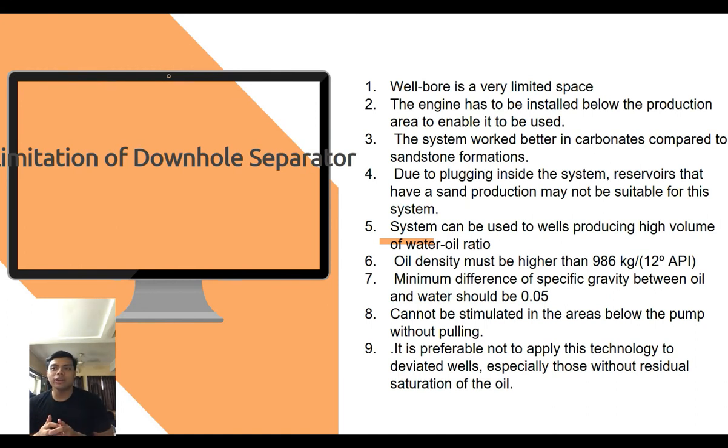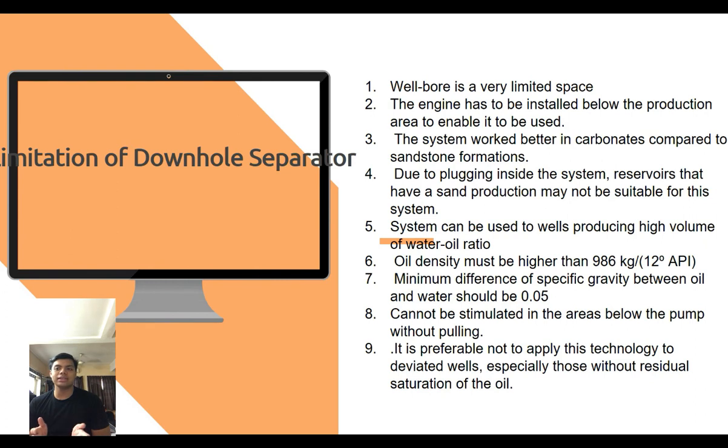Limitations of the downhole separator. First, the wellbore is a very limited space. Second, the engine has to be installed below the production area to enable it to be used. Third, the system works better in carbonates compared to sandstone formations. Fourth, due to plugging inside the system, reservoirs that have sand production may not be suitable for this system. The fifth limitation is that the system can be used for wells producing a high volume of water oil ratio.